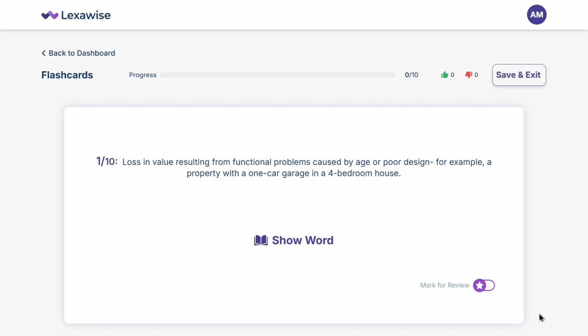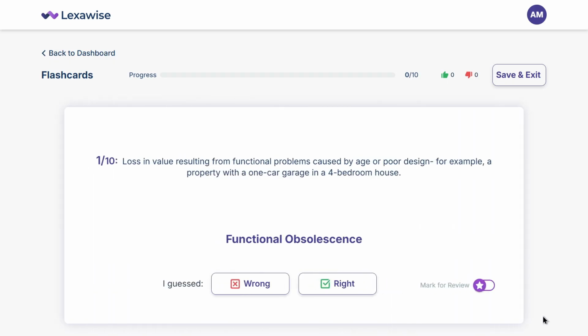Loss in value resulting from functional problems caused by age or poor design. For example, a property with a one-car garage in a four-bedroom house. Do you know what it defines? Think about it. Functional obsolescence. Functional obsolescence is a loss in value caused by poor design or outdated features. For example, imagine a house with four bedrooms but only a one-car garage. Buyers might see that as a problem. Functional obsolescence affects how desirable the property is and ultimately its value.